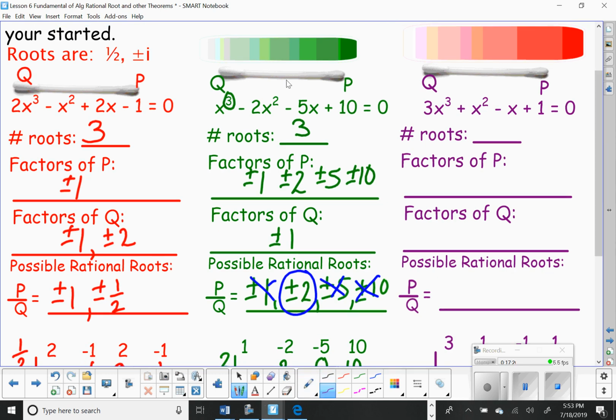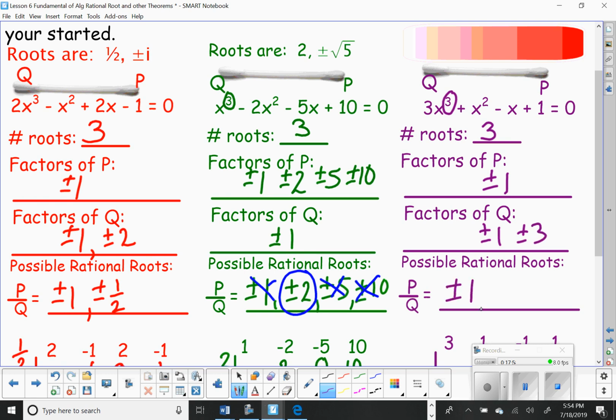Okay, let's try this last one. I'll put this guy up here. We have 3x cubed plus x squared minus x plus 1. Now this is a really good one to use with this because notice I cannot solve this by grouping. So this one you have to use the rational root. Well, the number of roots will be 3 because the degree is 3. The factors of p are plus or minus 1. The factors of q are plus or minus 1 and plus or minus 3. That gives me plus or minus 1 and plus or minus 1/3.